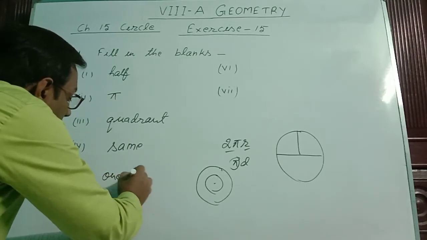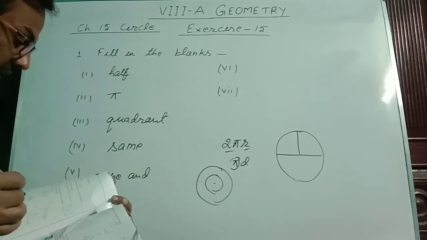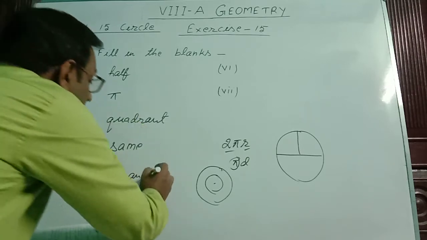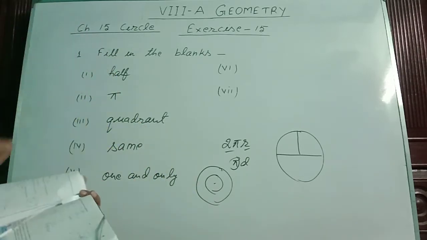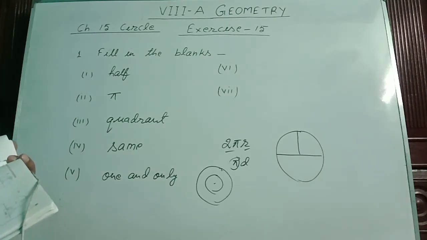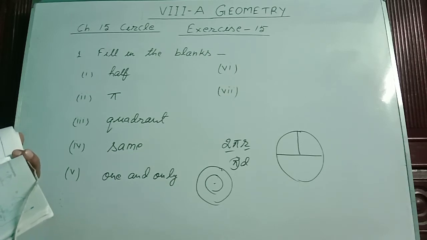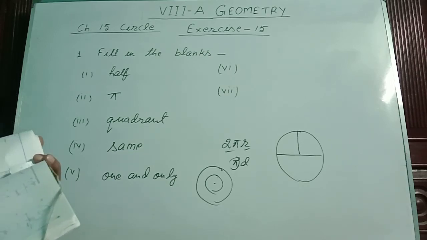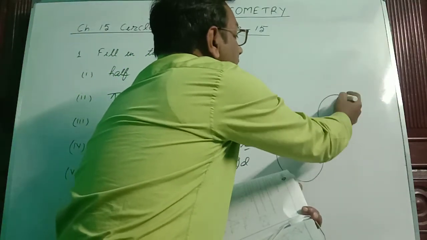Only one and only one point. After that it is written 1 point. So in the blank you will fill one and only. Roman number 6, the radius of a circle at a point of contact of the tangent to the circle and tangent are dashed to each other. This explanation just we have seen.